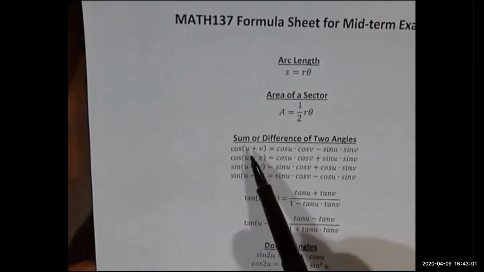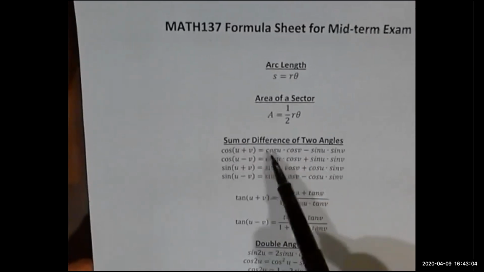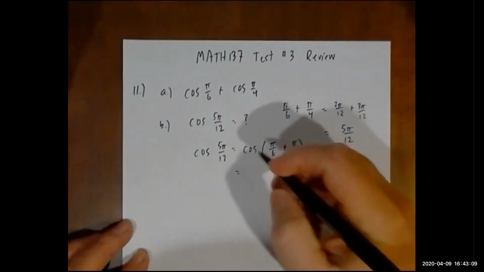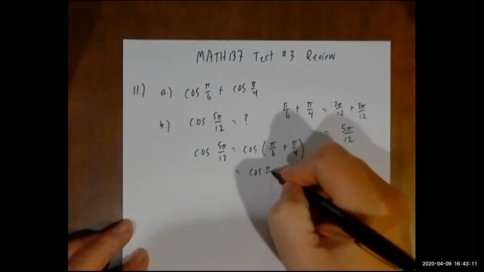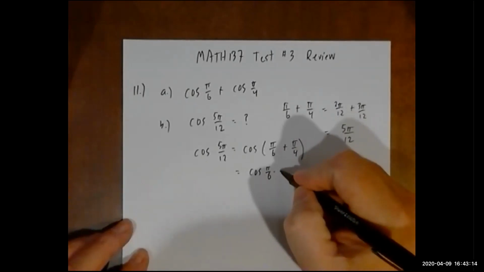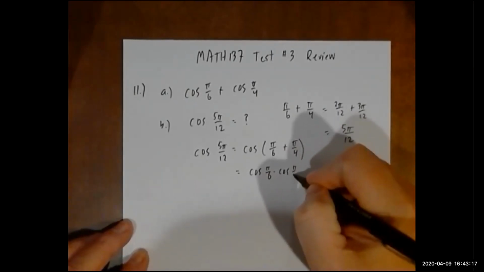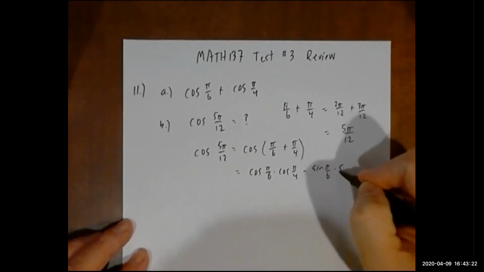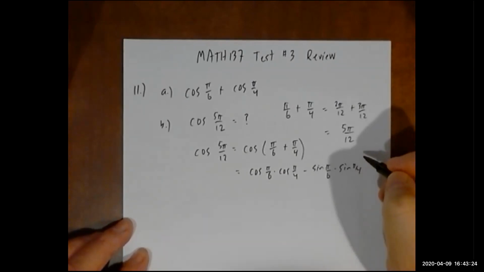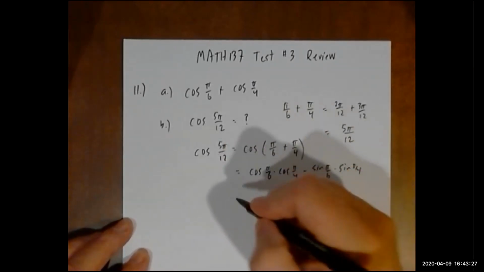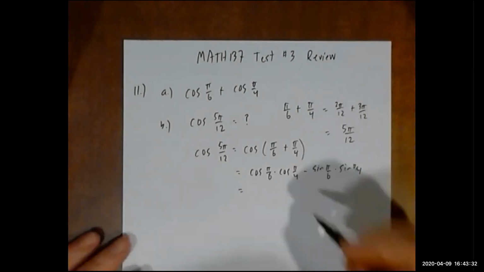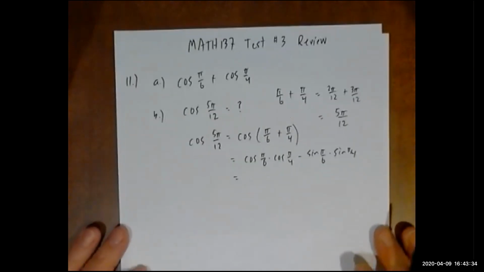So you look at your formula sheet, and the cosine of adding two angles together is this right here: cosine, cosine minus sine, sine. So now you can say this is cosine pi over 6 times cosine pi over 4 minus sine pi over 6 times sine pi over 4. And now we can actually find the exact value of this 5 pi over 12 angle. Let's just go and finish this part of the problem.